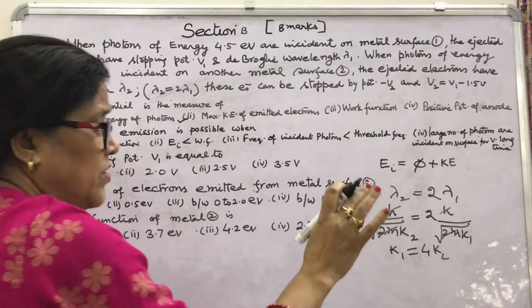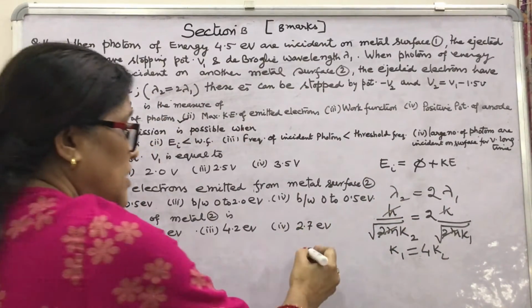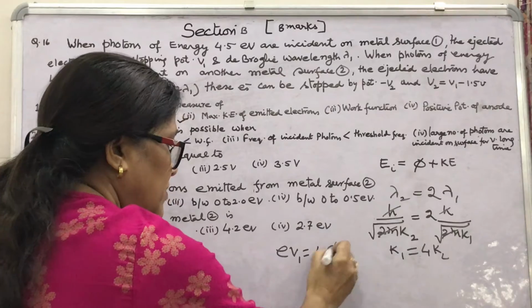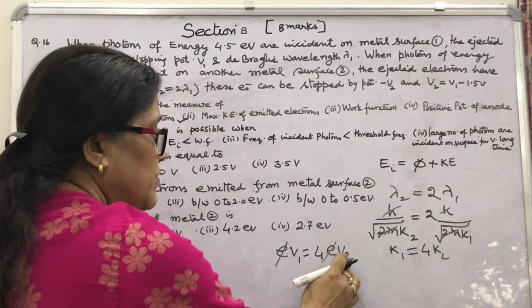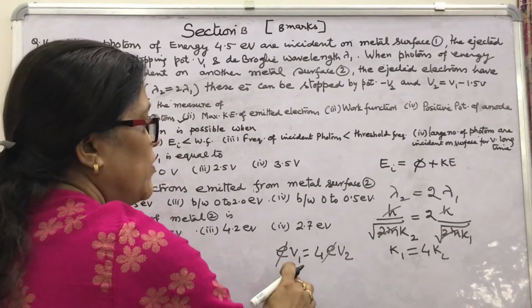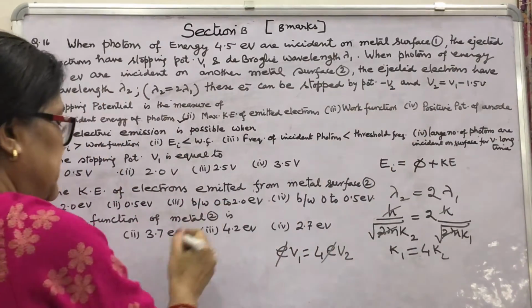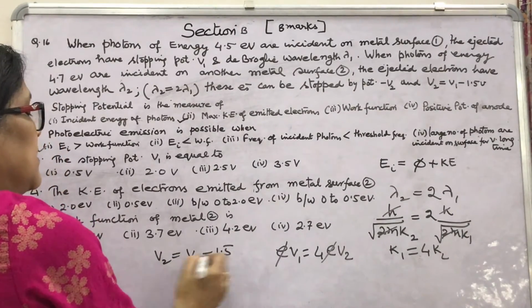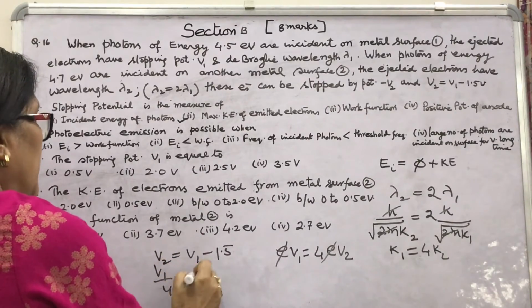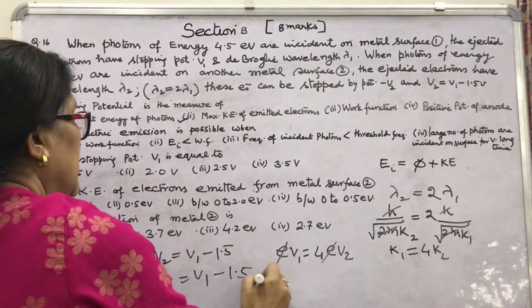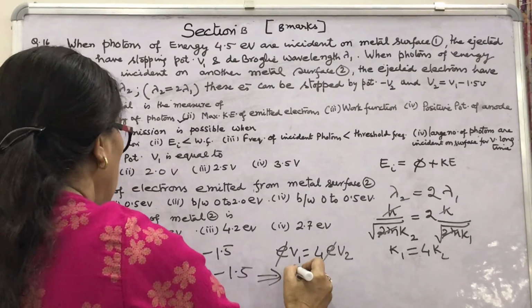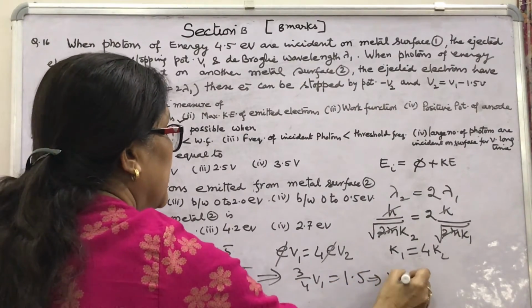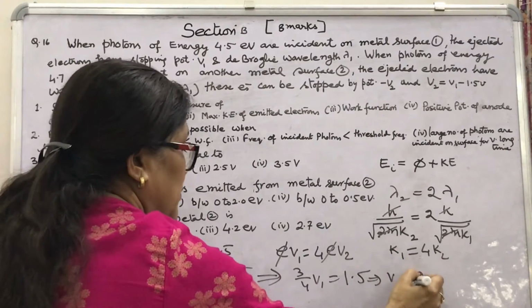K1, you know, electron volt is the unit of kinetic energy. So you can write here E1 is equal to 4 eV2. That means V1 is 4V2. So in place of V2 you can write V1 by 4. Look, this is the expression given. Then V2 equals V1 minus 1.5 gives you V1 by 4 equals V1 minus 1.5. This implies that 3 by 4 V1 equals 1.5. Therefore V1 equals 6 by 3, that is 2 volt.